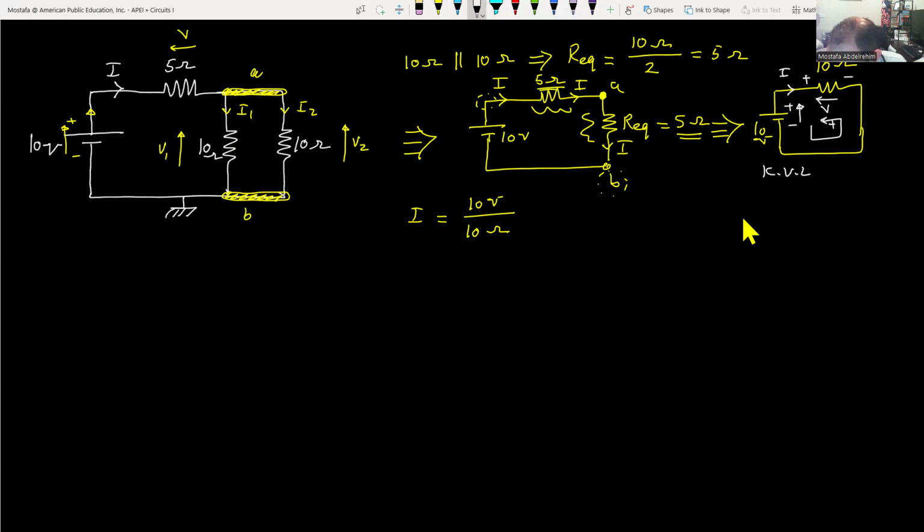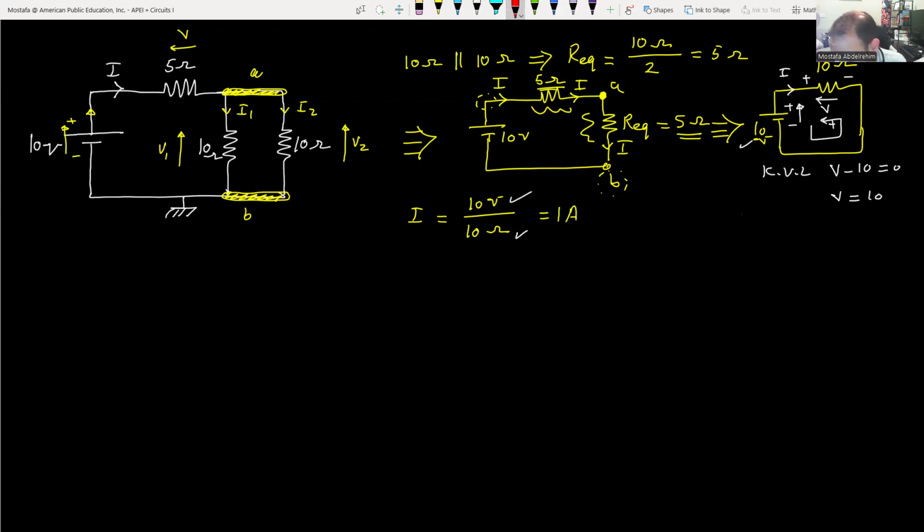So we can see here that V has a positive sign, the same direction as the loop. The 10 volt is in the opposite direction, so V minus 10 equals 0. So V is equal to 10. So VR is equal to 10, R is equal to 10 ohms. So I will be equal to 1 ampere.